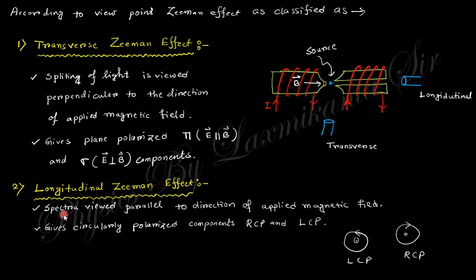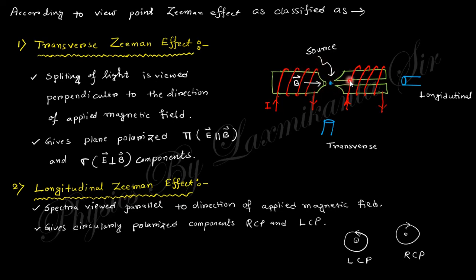First one, the Zeeman effect has two types depending upon the viewpoint. If this is a source, that means here you produce the light, and you apply the magnetic field by this Helmholtz coil. This is a coil and this is a coil, and this Helmholtz coil produces the magnetic field here. This is very useful because by changing the current you can easily control the magnetic field in this region. So this is very useful for experimental purposes. That is the Helmholtz coil.